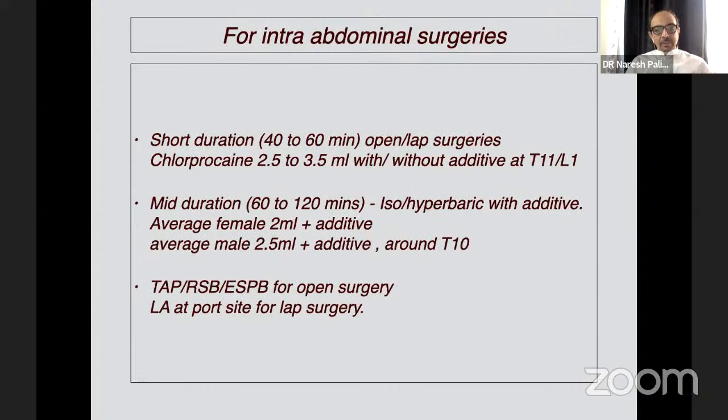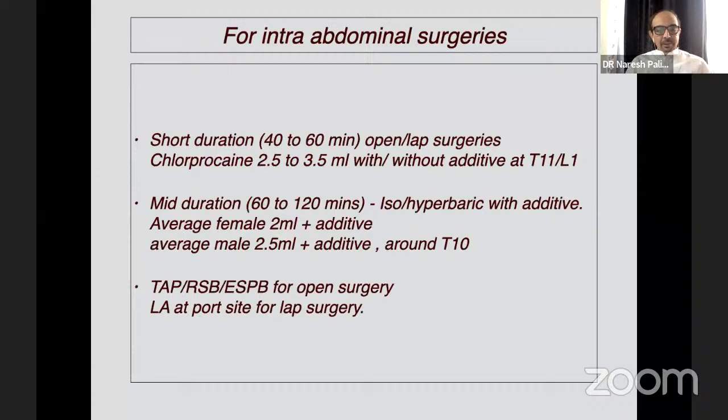For intra-abdominal surgeries, for very short duration surgeries like 40 to 60 minutes, either open or lap, I prefer chloroprocaine 2.5 to 3.5 ml. Here the dose required is a little bit more, as it is only 1% of the drug. And because the volume is more, you don't need to go very high up. The levels around T11, L1 puncture can give you adequate spread.